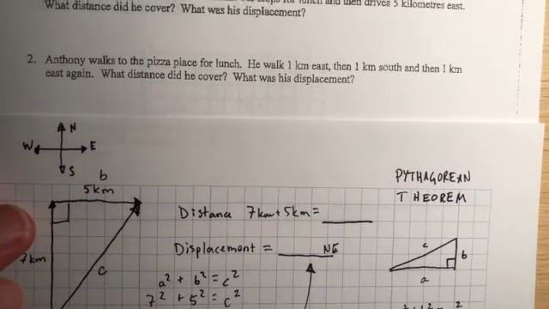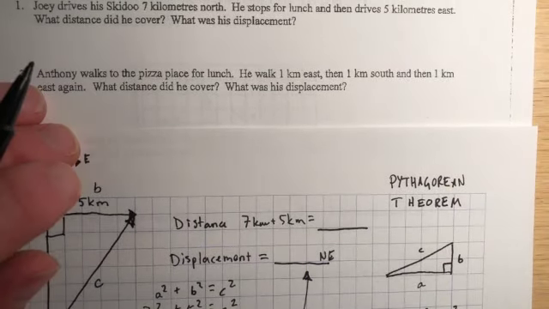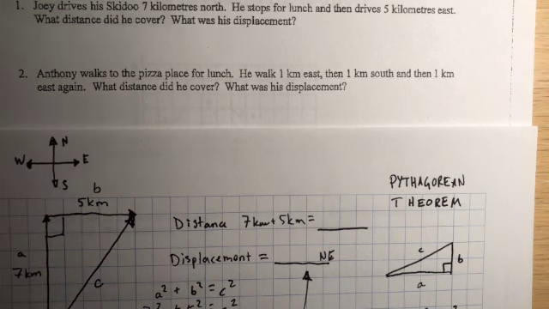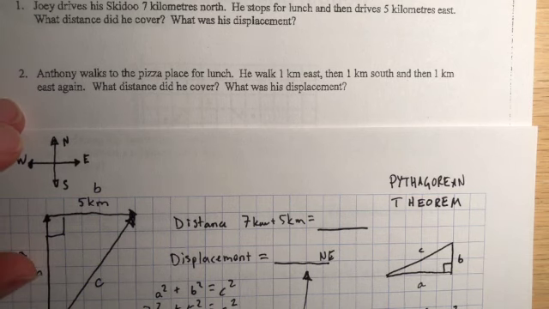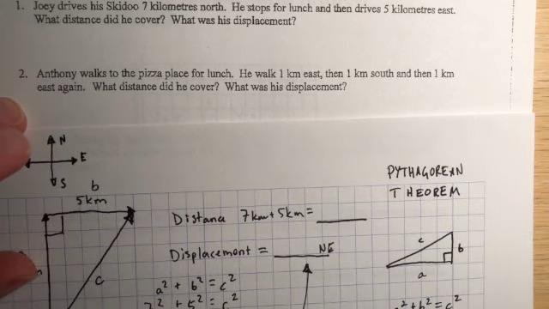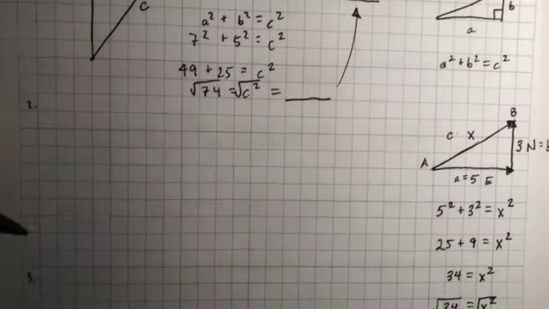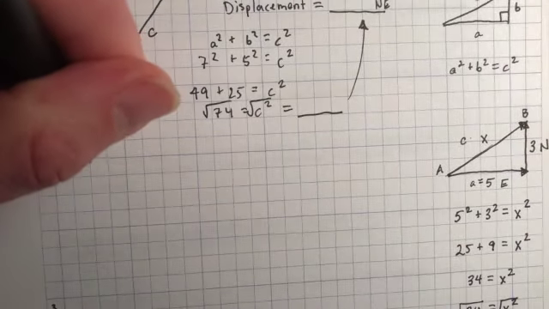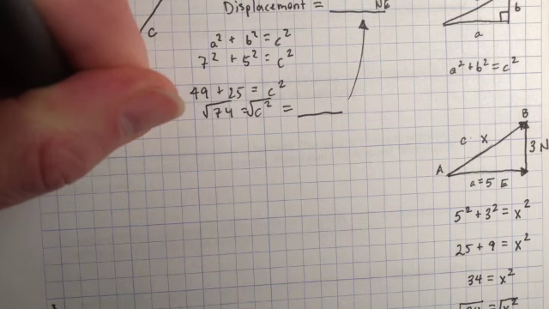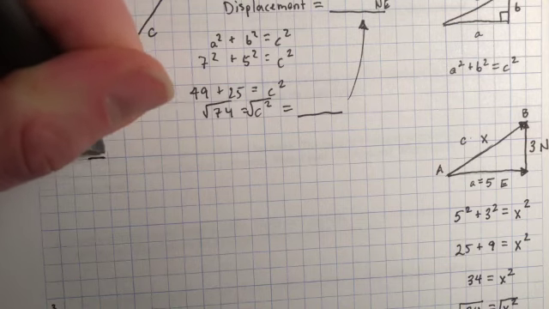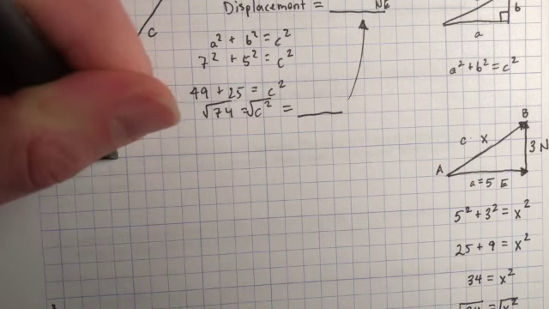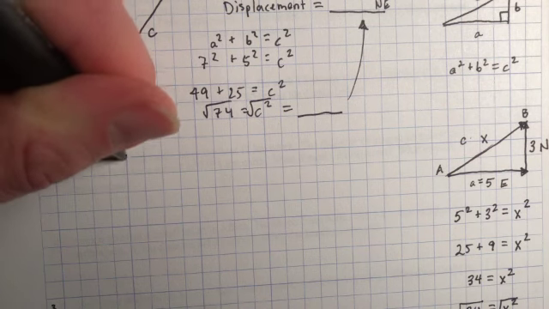Okay, Anthony walks to the pizza place for lunch. He walks 1 kilometer east, 1 kilometer south, then 3 kilometers east again. So east, south, and then east. 1, 1, and 3. What's his distance and what is his displacement? All right, so once again, east now is 1. You know what? I'm going to say that every 2 is worth 1 now. So I'm going to say that this is 1.